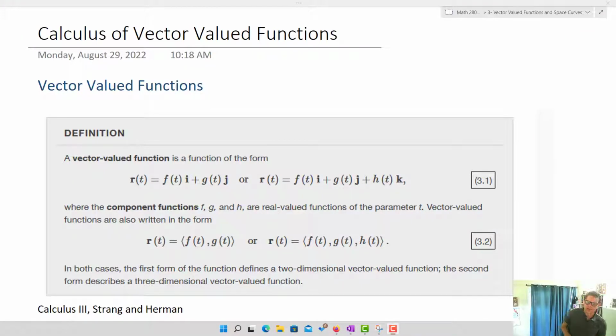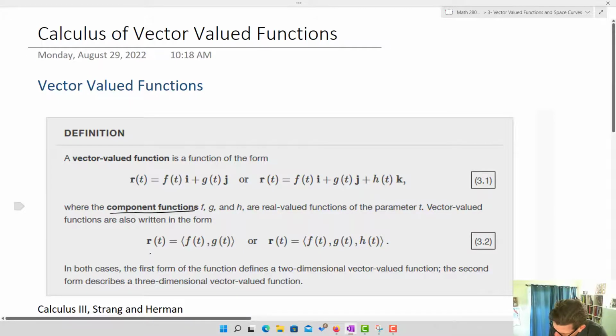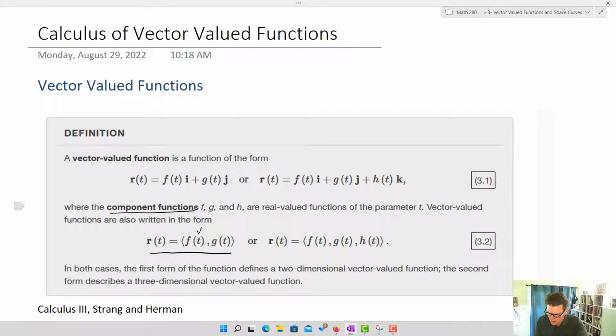So here's our definition, and this is coming from Calc 3. It's Strang and Herman, the book that I use. A vector valued function is a function of the form r of t equals f of t i plus g of t j, or r of t equals f of t i plus g of t j plus h of t k. We have an alternative, which we can call a component function. The component function looks like a vector, except the x and y terms are functions. There's your x, your y, and here's your x, your y, your z.